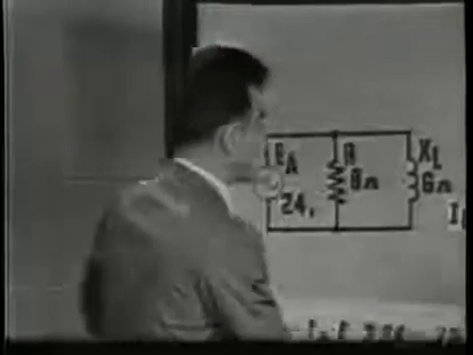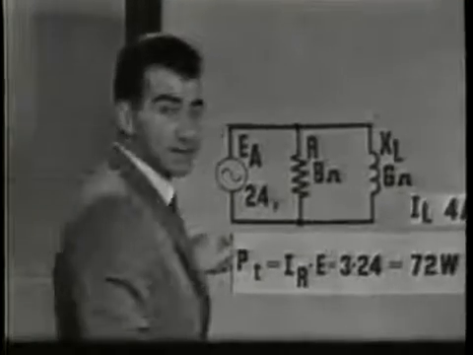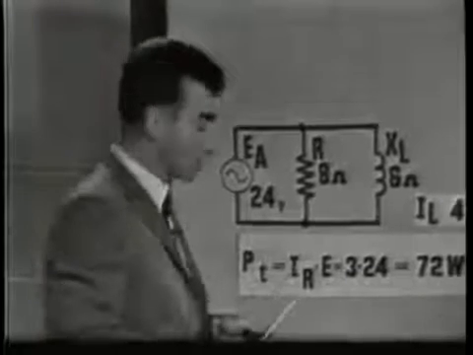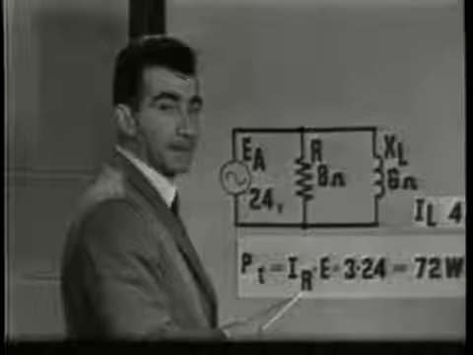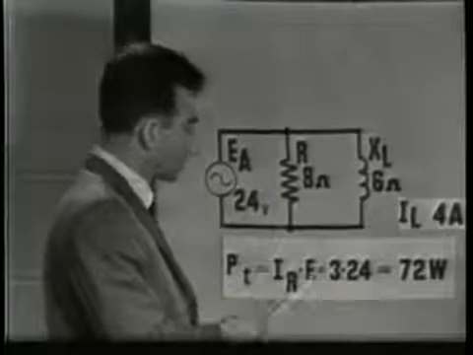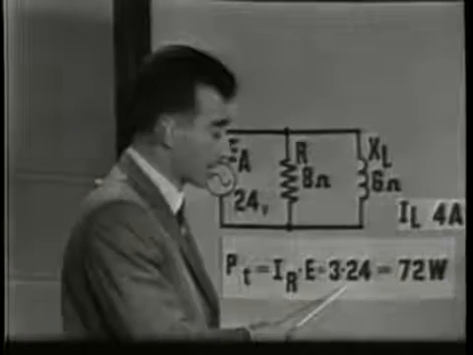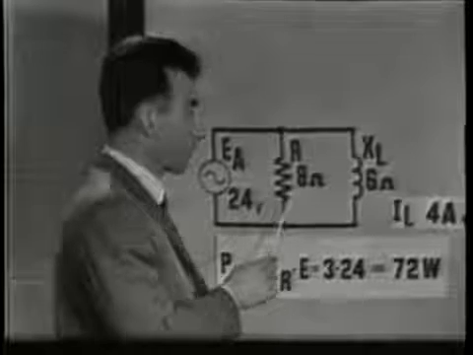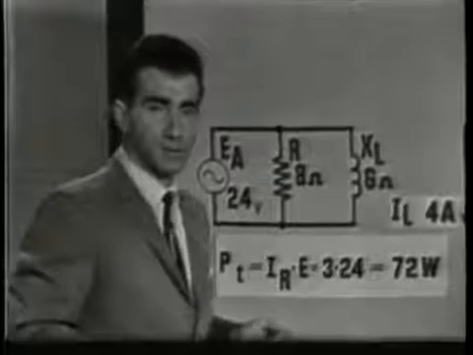And we would simply apply the formula, P is equal to I times E. And since we're dealing with the power dissipated by the resistor, we would use IR. So the true power is equal to IR times the applied voltage, or 3 times 24, which is equal to 72 watts. 72 watts is the true power being dissipated by the resistor in this circuit.